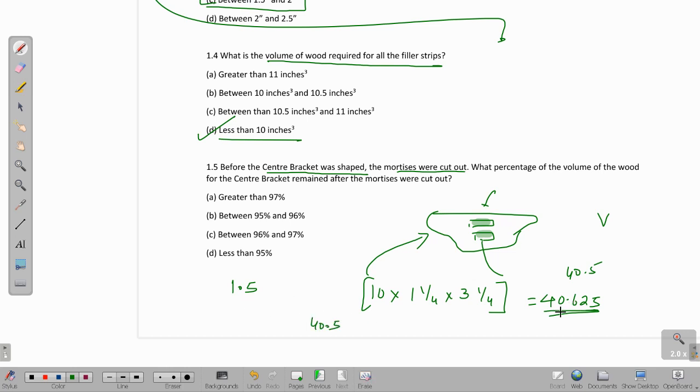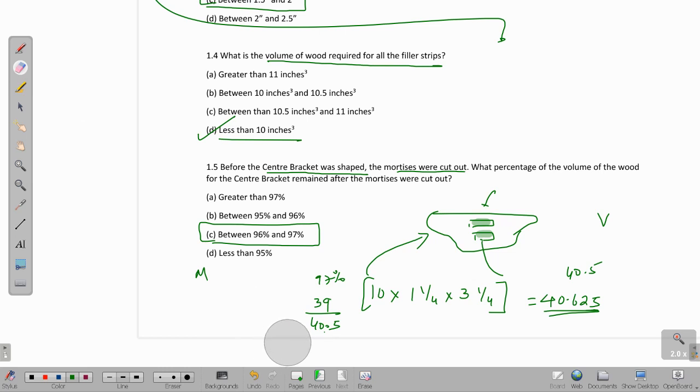I'm just taking approximate values. The question is asking: this is the mortises, this is the total volume. Once you cut the mortises, what remains will be 40.5 minus 1.5, which is approximately 39. 39 divided by 40.5 would be approximately 96.2 or 97 percent. So it will be between 96 and 97 percent. That's crazy, no? For me to exactly figure out whether it's 97, I have to find the exact value.